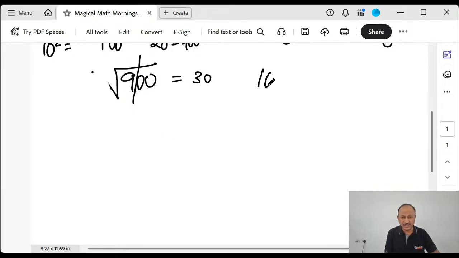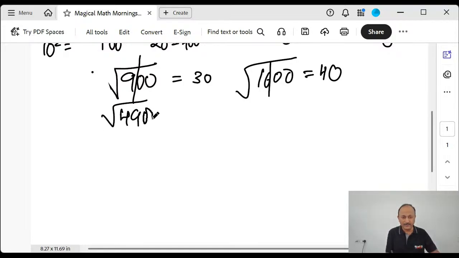Square root of 1600 means what? This is 4, this is 0. Correct? No, 40. Square root of 4900 means what can we do? These two are making 0. This is 70. This is very easy, correct? For numbers ending with two zeros, and then the remaining portion, if it is a perfect square, then it is the easiest one.